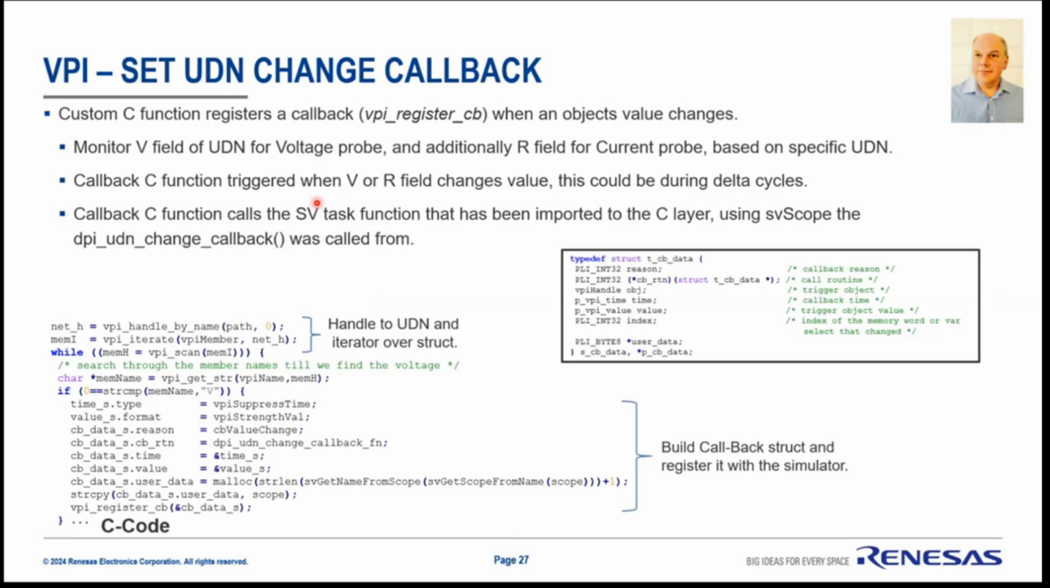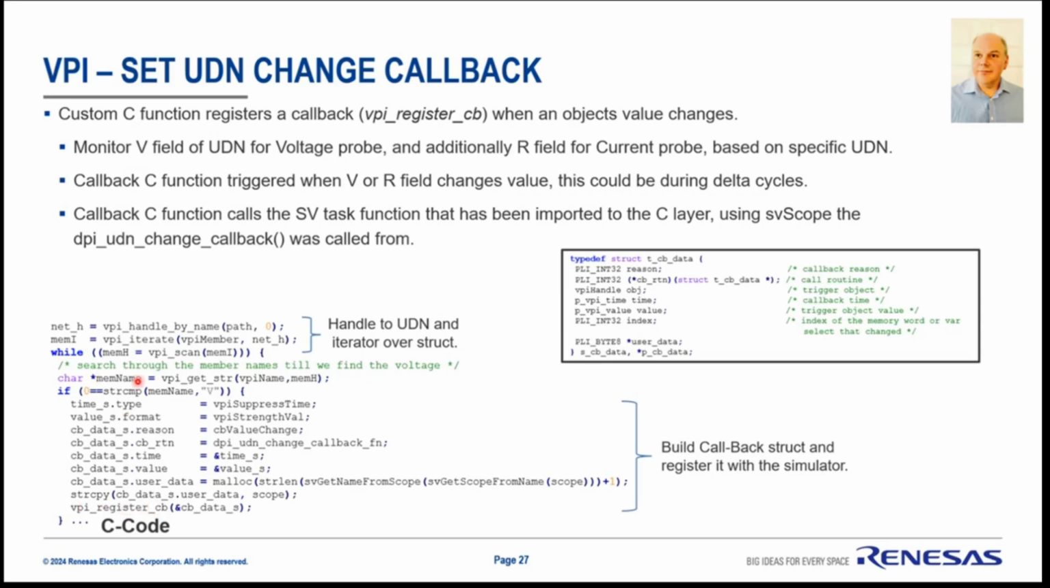Within the C layer, what we do is we use the VPI functions like vpi_handle_by_name. So that path would be the string that we would have passed in from here. That gets me a handle to that. I then iterate over it to look for different elements in it. This is very cut down of what you have to do in the VPI. But fundamentally, what I then do is build up a callback procedure and register it to the simulator.